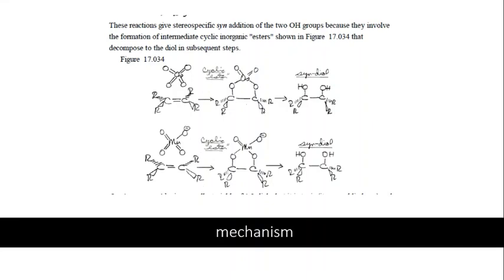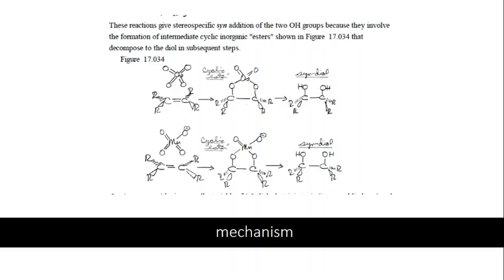Syn means that the two OH groups are present on the same side. So if they are present on the opposite side, just as in case of the epoxide opening, that will be the anti diol. But here in this case, it is the syn addition, that is the two OH groups will be added on the same side.